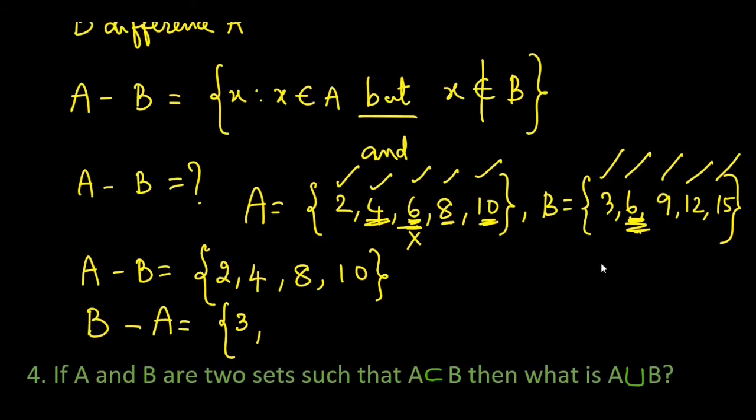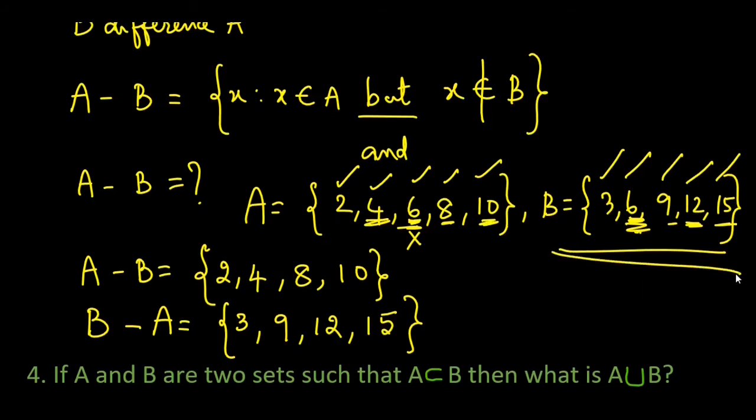Now 9. 9 is only in B. So 9. Then 12. 12 is there only in B but not in A. So we can write 12. Then 15. 15 is there in B but not in A. So we can write 15. So we should take all the elements in B and cancel out the elements that are in A. So only 6. 6 is there in A. So we should not take it here.